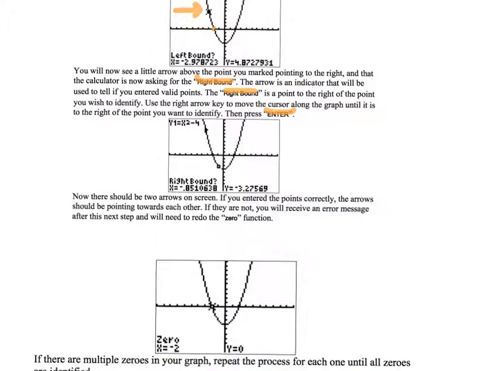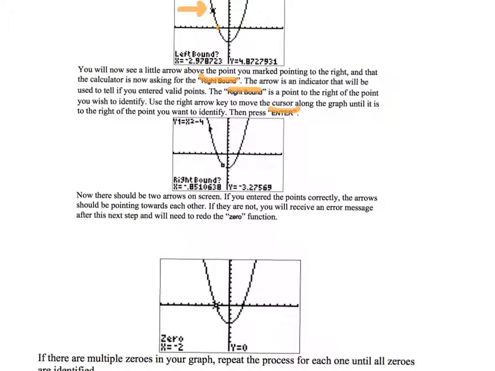So as we look at the graph below, this is now the blinking cursor right there, and that's now to the right of this point right there that we want to find. Now there should be 2 arrows on screen. If you entered the points correctly, the arrows should be pointing towards each other. If they are not, you will receive an error message after this next step, and you will need to redo the zero function.